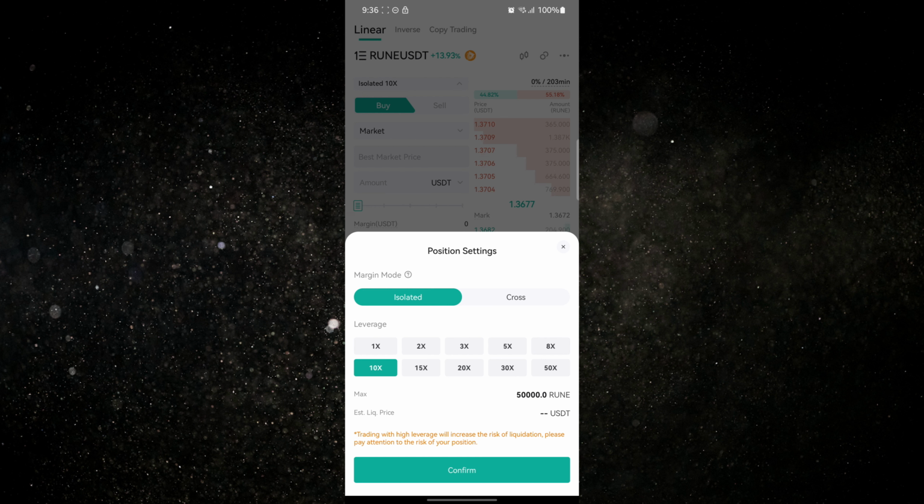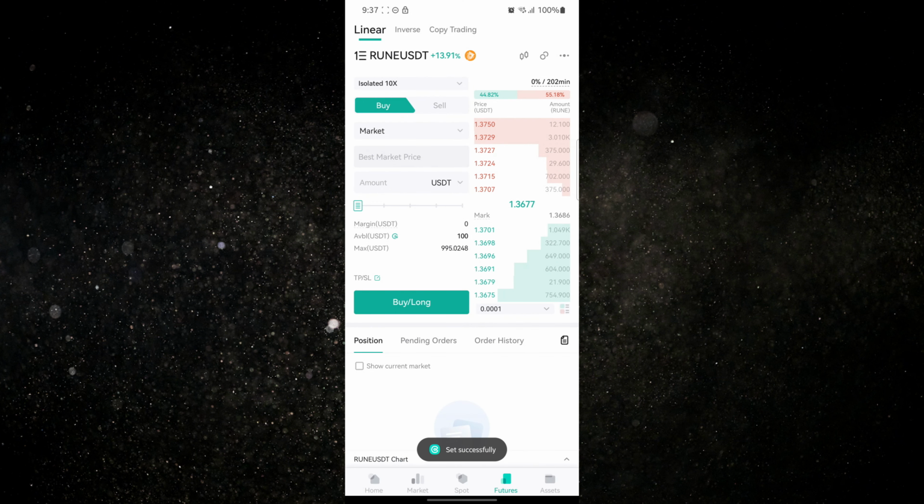Don't go beyond that. Now, one thing you also need to understand about leverage is that the higher your leverage, the more money you will lose, and the lower your leverage, the less money you will lose. And the higher the leverage, the more money you will make. The lower your leverage, the less money you're going to make. So if I make use of 10x right here, I'll click 10x, and that's done.